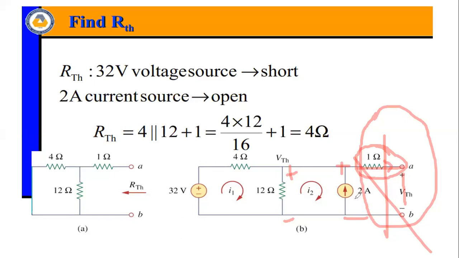Now I have to find the voltage across the 2 ampere current source. I cannot easily find the voltage across the 2 ampere current source, but I can easily find the voltage across the 12 ohm resistor. So ultimately I need to find the voltage across the 12 ohm resistor. Whatever is the voltage in the 12 ohm resistor will be called VTH.